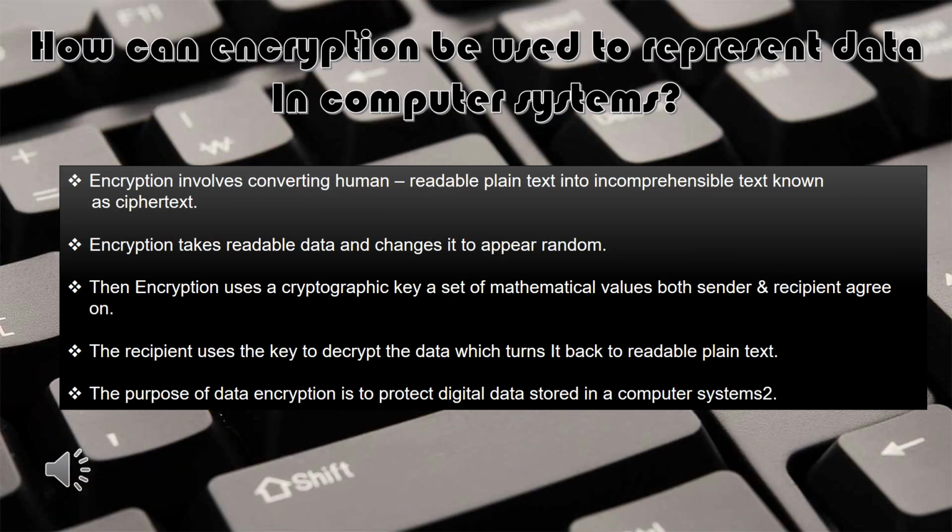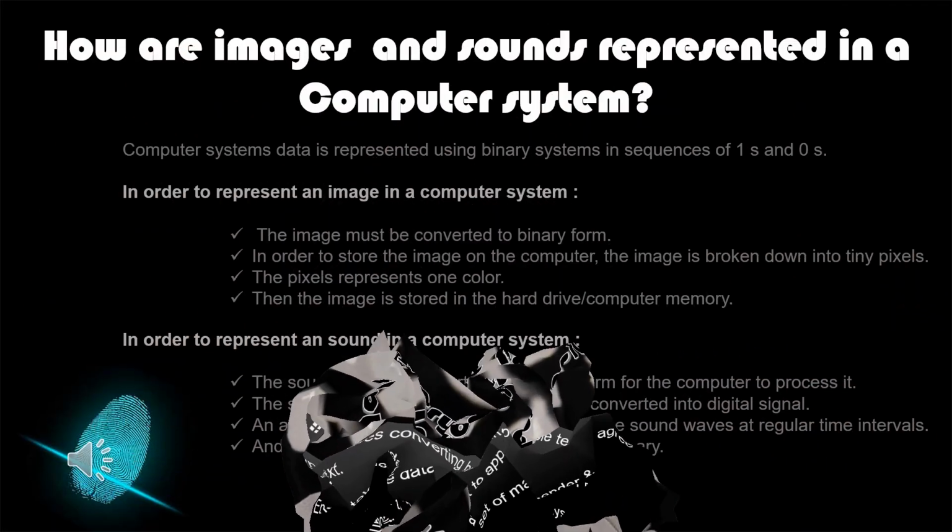Encryption in a computer system. Encryption secures our data by converting readable text into unreadable code. This helps prevent unauthorized access. Only the intended recipient with the correct key can decrypt the message.